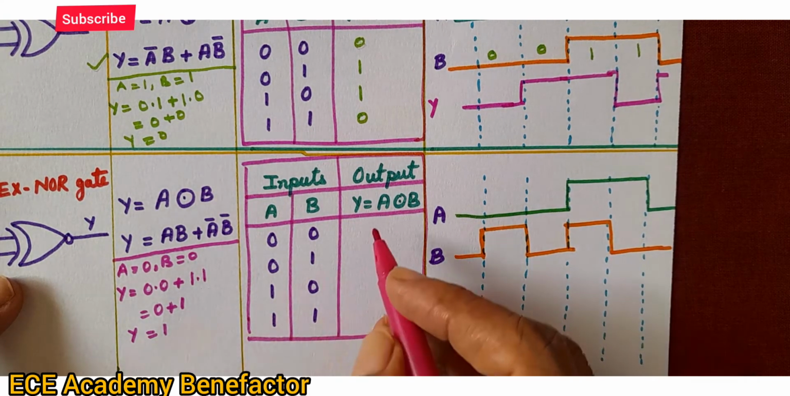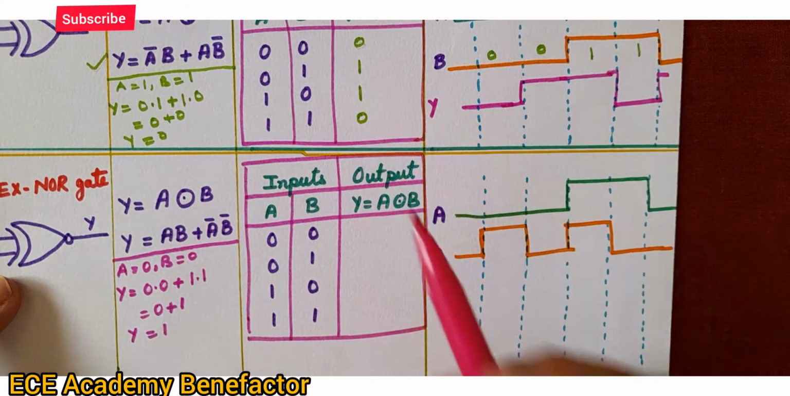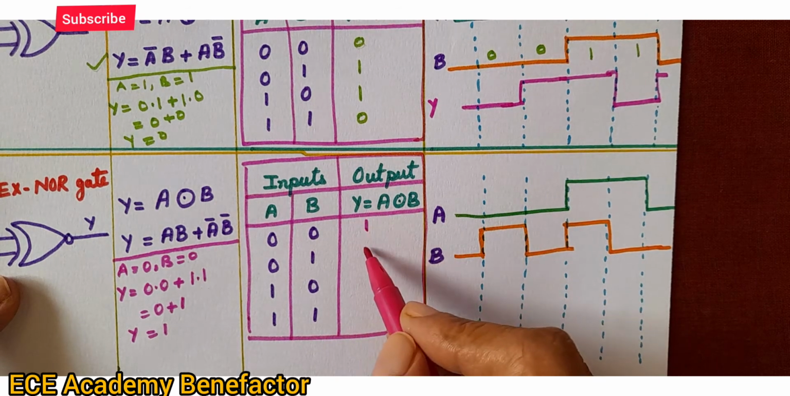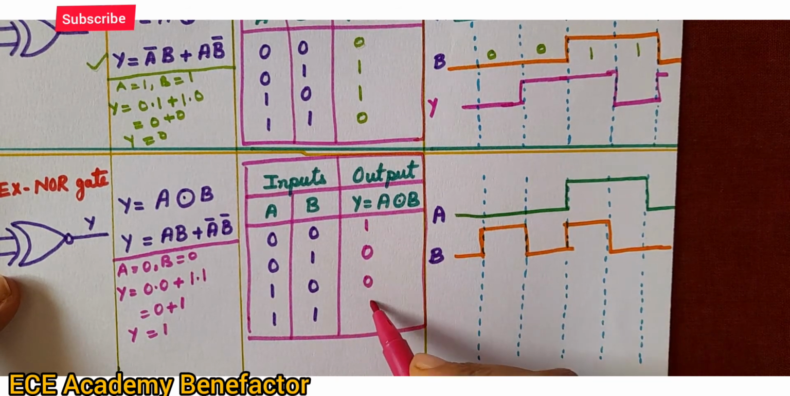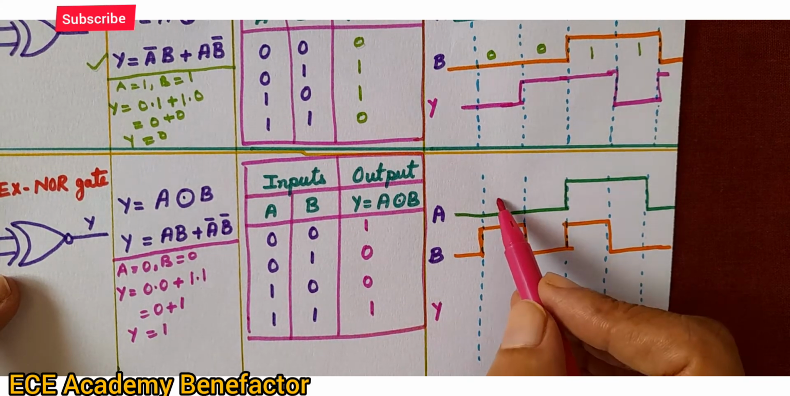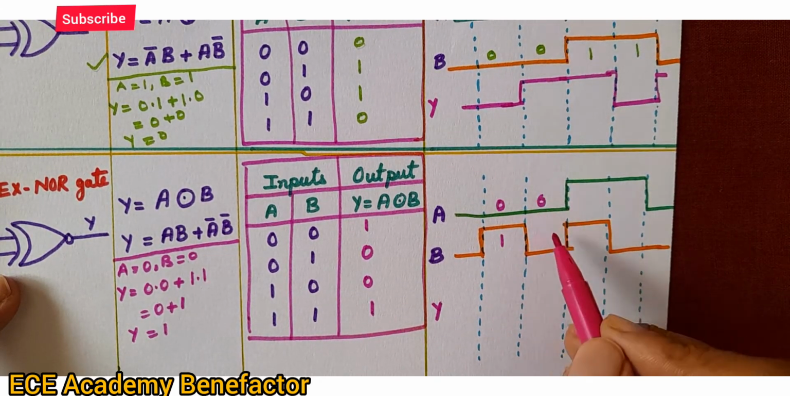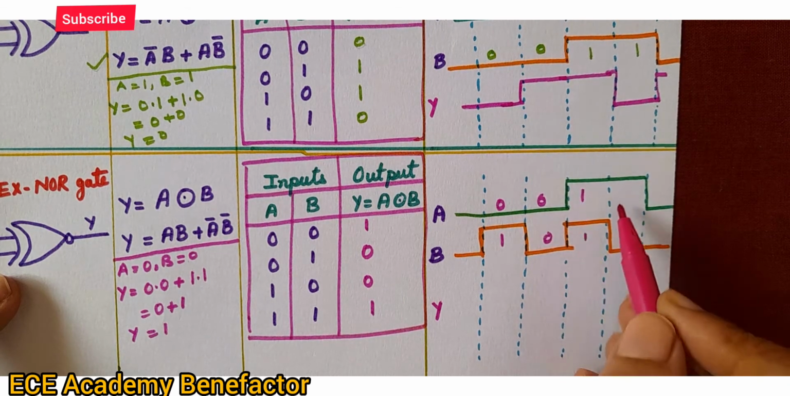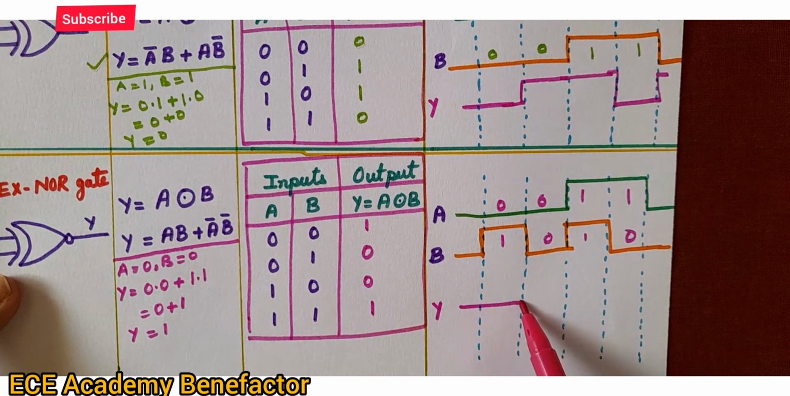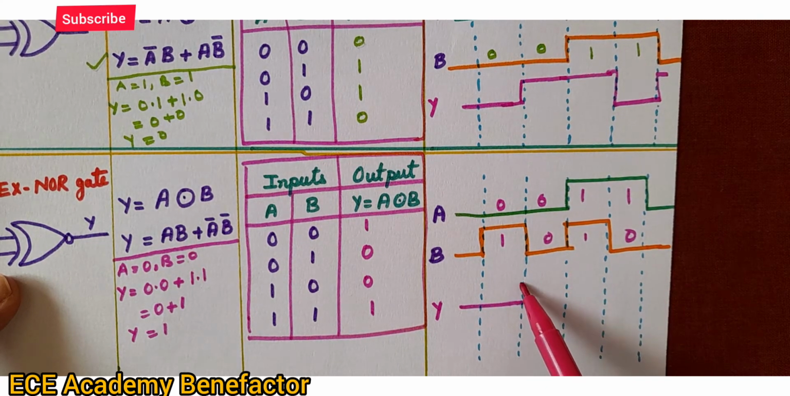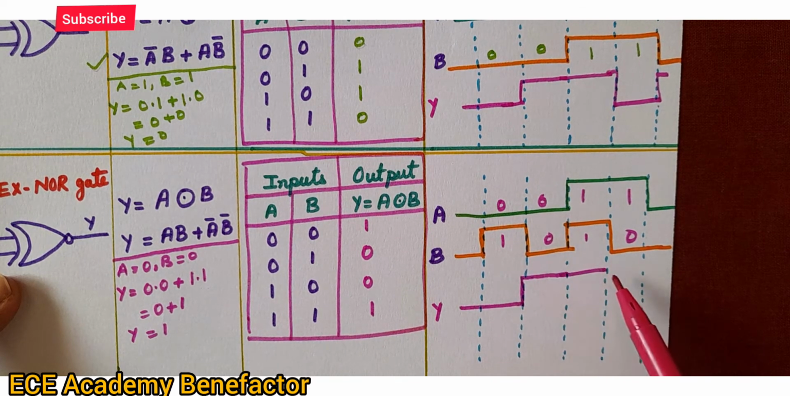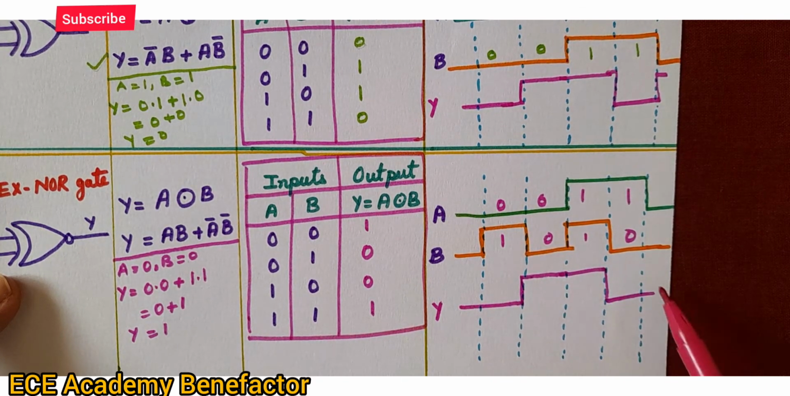So this will be the complement of the XOR gate. So we will get it as 1 0 0 1. Coming to the output waveform, the inputs are 0 1, 0 0, 1 1, 1 0. For 0 1 the output is 0. For 0 0 it is 1. For 1 1 it is 1. For 1 0 it is 0.